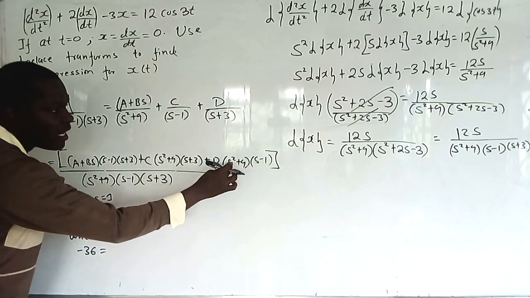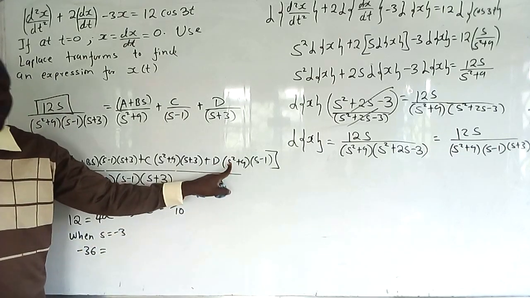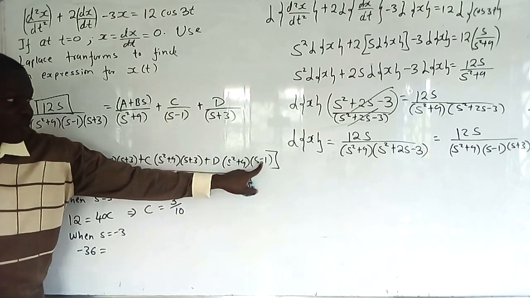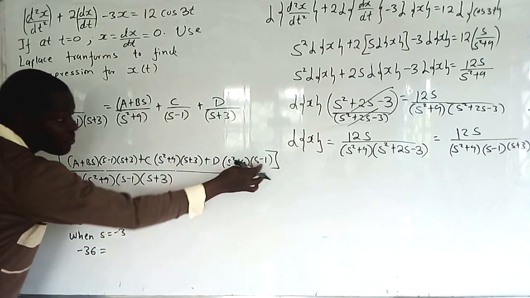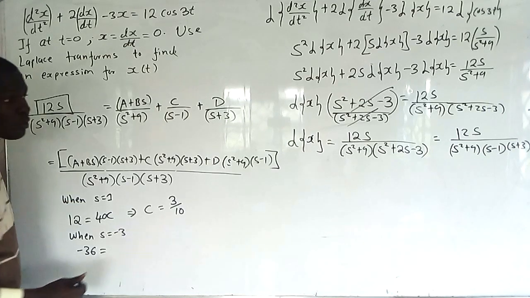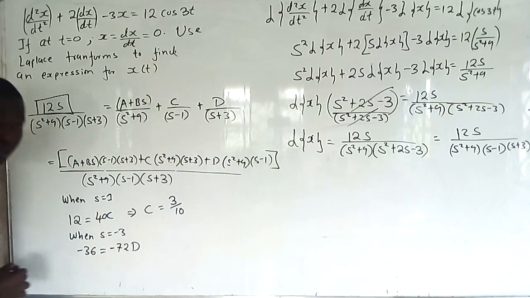Yes. Then here, negative squared is positive, isn't it? Yes. Meaning negative 3 squared is going to be positive 9, so there. Yes. 9 plus 9 is 18. Then negative 3 minus 1 is negative 4. So negative 4 times 18? Negative 72 times D, isn't it? So you have negative 72 D.